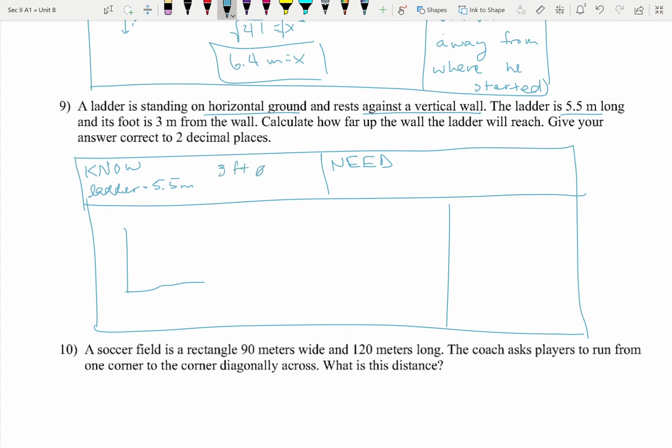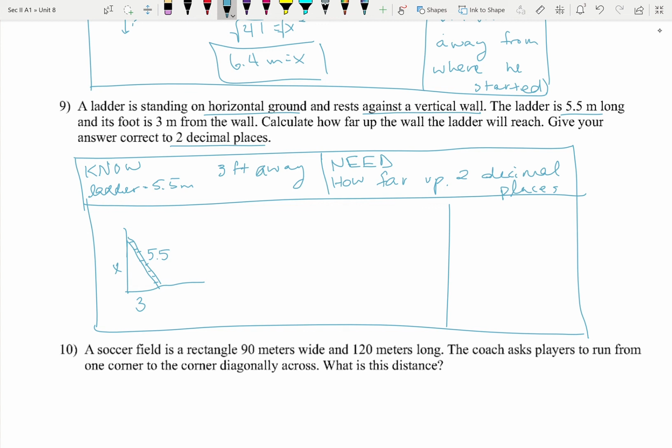So here's my ladder, propped up against the wall. How far away is it? 3 feet. And how long is the ladder? 5.5. Okay, calculate how far up the wall the ladder will reach. So how far up the wall? So there's my x. And give your correct answer to 2 decimal places. You want to read those little things because those are the things that trick you up on Math Excel because we have to be precise.